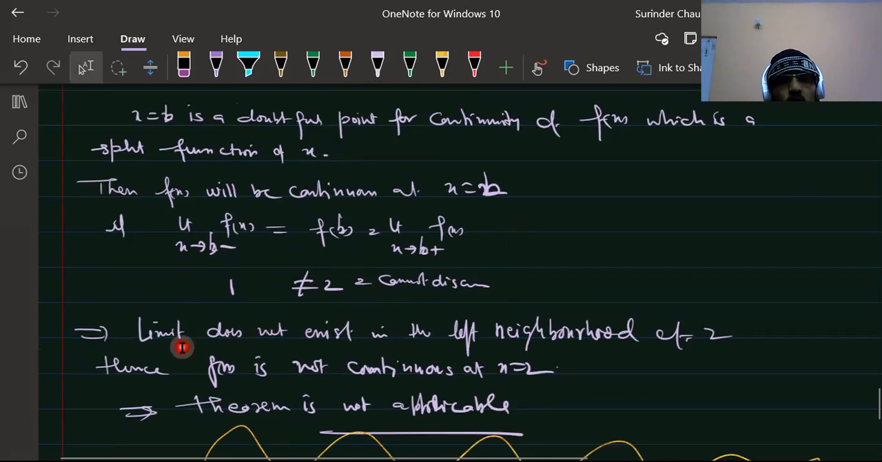Therefore, the left-hand limit is not equal to the value of the function at that point, and the right limit does not exist. So f is not differentiable at x equal to b. Not differentiable, hence the theorem is not valid.